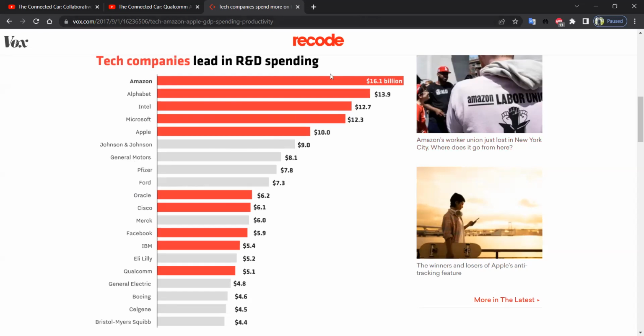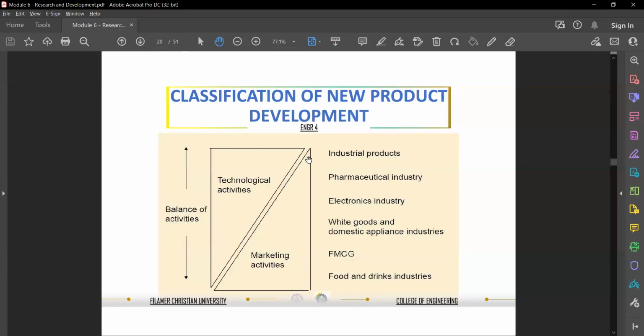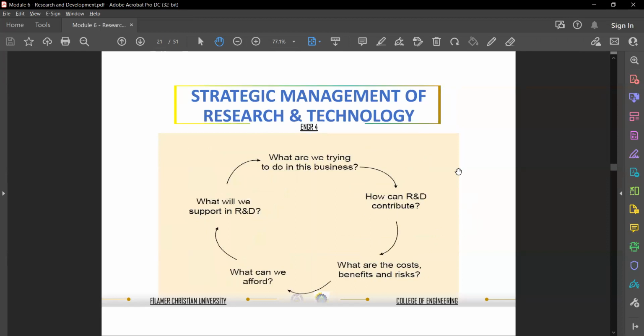So, going back. We have classifications of new product development. Of course, this is dependent on technological activities and marketing activities. So we have industrial products, the pharmaceutical industry, electronic industries, white goods and domestic appliance industries, and the food and drink industries, our commercial or consumer products. So in order for us to do that, we have to be strategic. You have to implement strategic management in terms of research and technology.